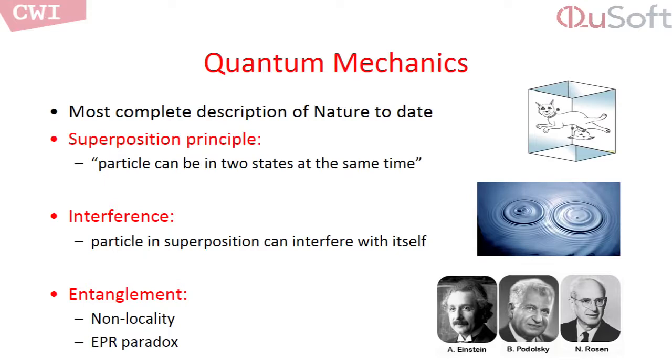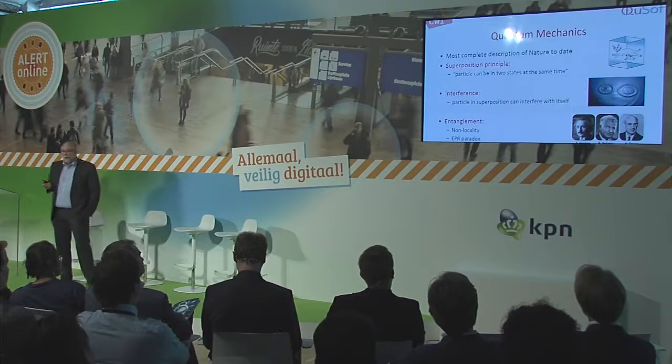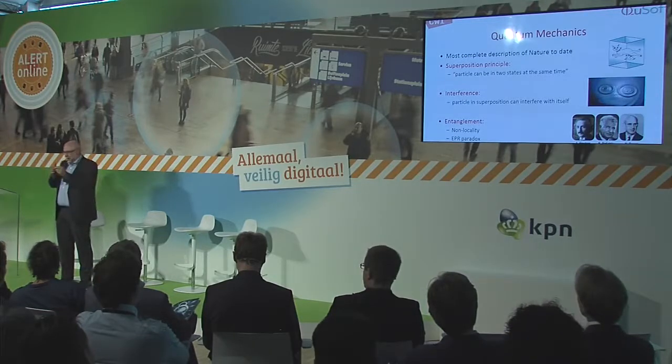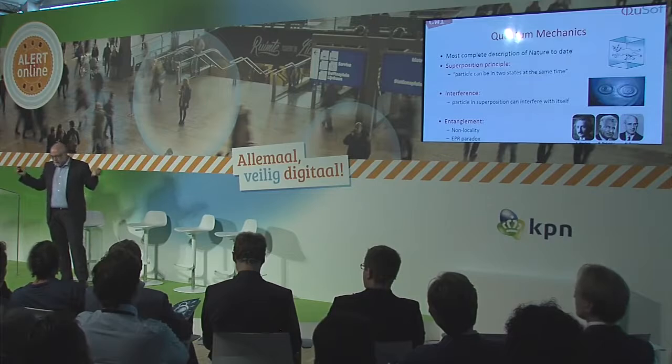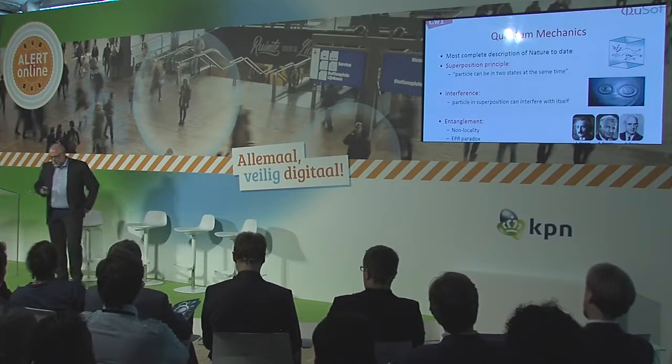And you see here a picture of water waves that interfere, and that's exactly what can happen with these molecules and with these particles. And thirdly, there is a strange phenomenon called entanglement. If you have more than one qubit, you can entangle them. You can somehow link them together, such that you get all kinds of effects that you cannot get classically with classical mechanics. This is called non-locality, and a famous example is the EPR paradox after Einstein, Podolsky, and Rosen.